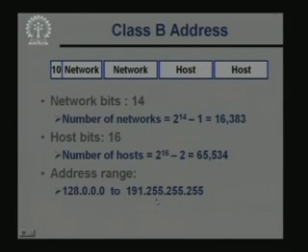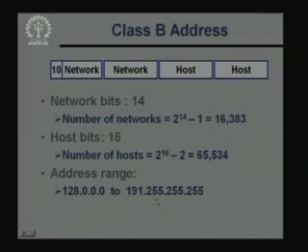Now, class B represents the networks which are medium in size, smaller than class A, but larger than class C, which we will see later. In class B, the division between network and host is like this. This address starts with 10. So, just by looking at the first few bits, you can identify class A and class B. The next 14 bits represent the network and the last 16 bits represent the host.